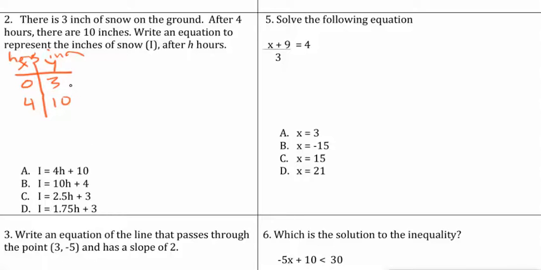So now using this table, I can write an equation. I see that the snow went up by 7 inches in 4 hours. So I can take 7 and divide it by 4, which gives me 1.75. Now, already I can see that only one of these has a slope of 1.75, so I know it has to be D. But I can also see that my y-intercept, or my output when input is 0, is also 3. So D is correct.